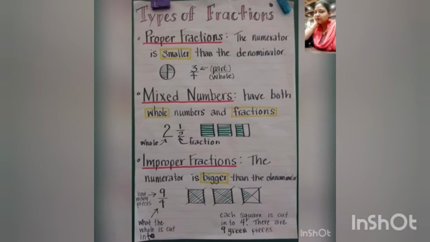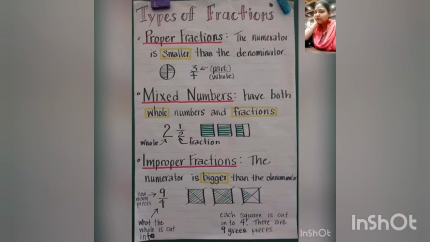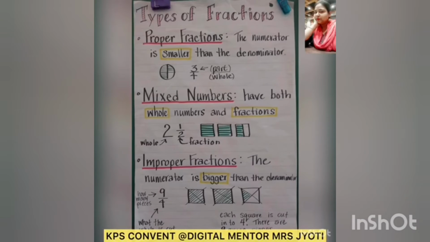Now let's talk about the types of fractions. There are 3 types. First, proper fraction. Second, mixed fractions. Third, improper fraction. In proper fraction, the numerator is smaller than the denominator as you see on the screen. Example है ना, 3 by 4. 3 is smaller than 4. Second, mixed fraction. In mixed fraction, we have whole numbers and a fraction. For example, 2, 1 by 2.